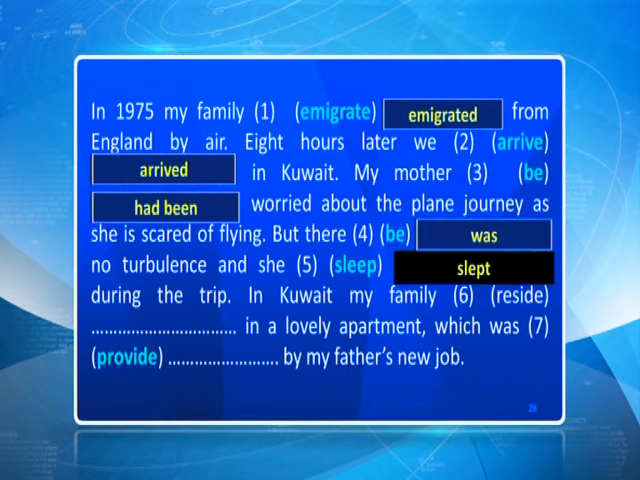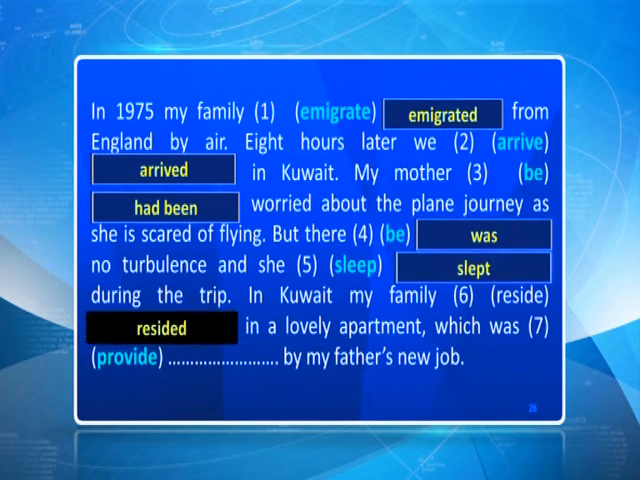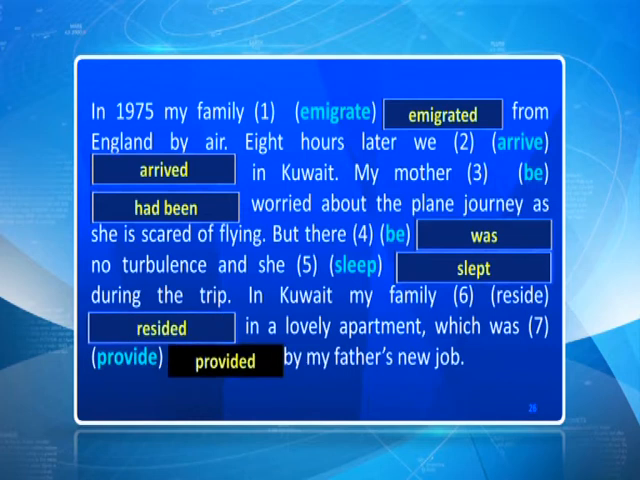In Kuwait, my family, verb to reside, in a lovely apartment, which was, verb to provide, by my father's new job. And here you have to give due care to the active and the passive form of the verbs. So in Kuwait, my family resided in a lovely apartment, which was provided by my father's new job.